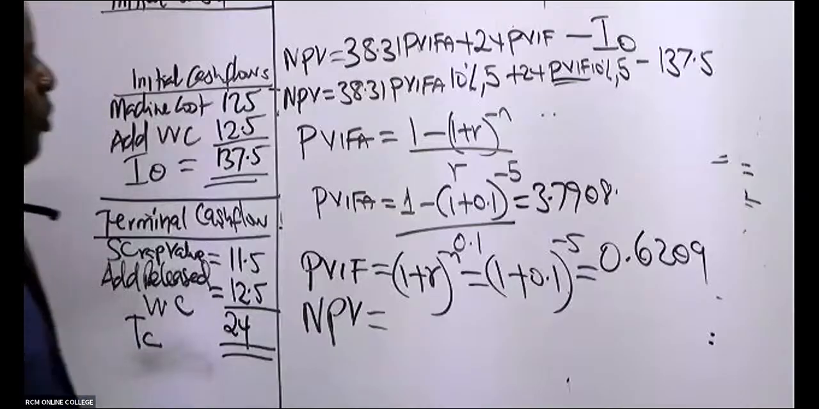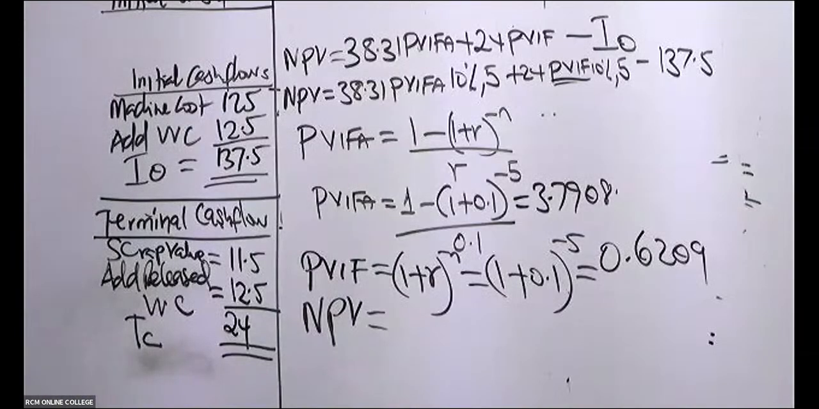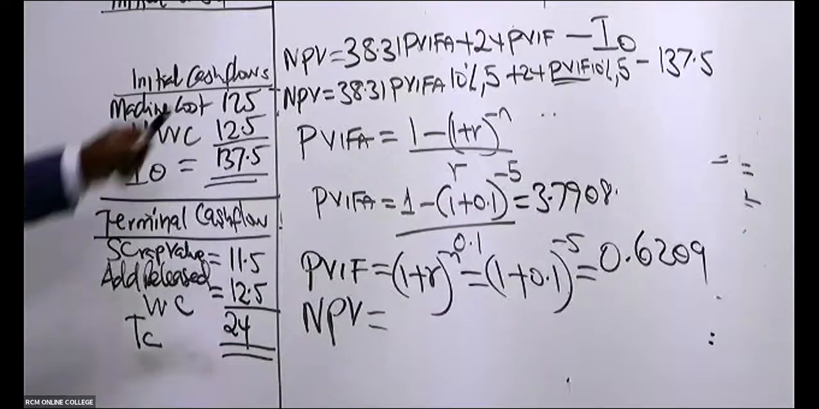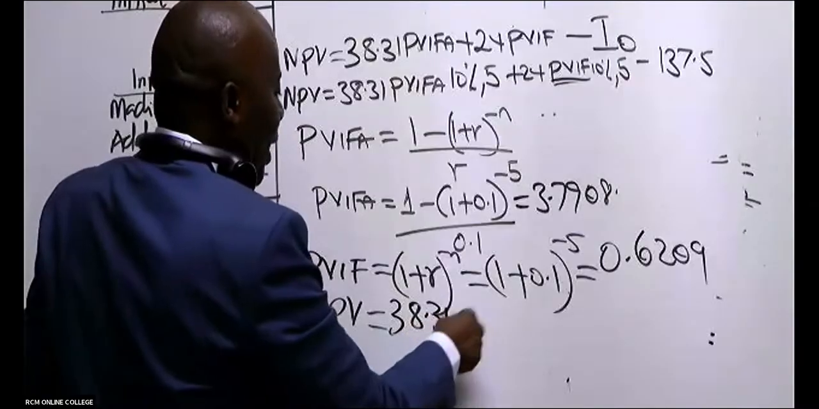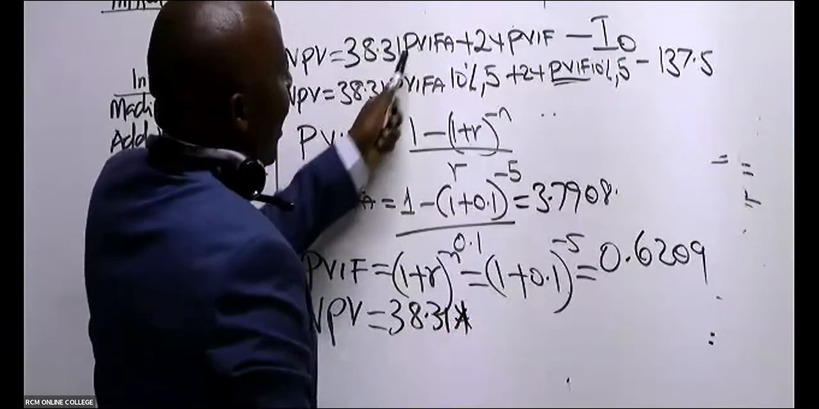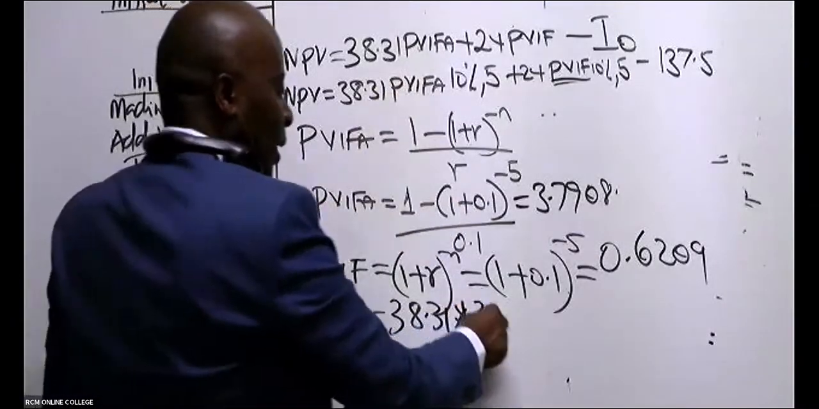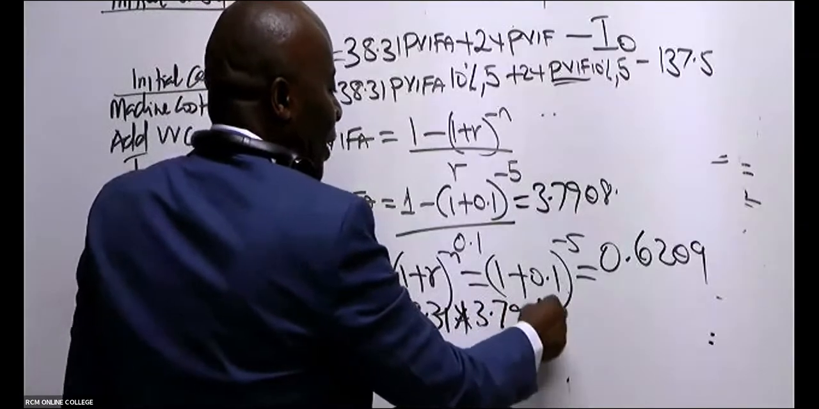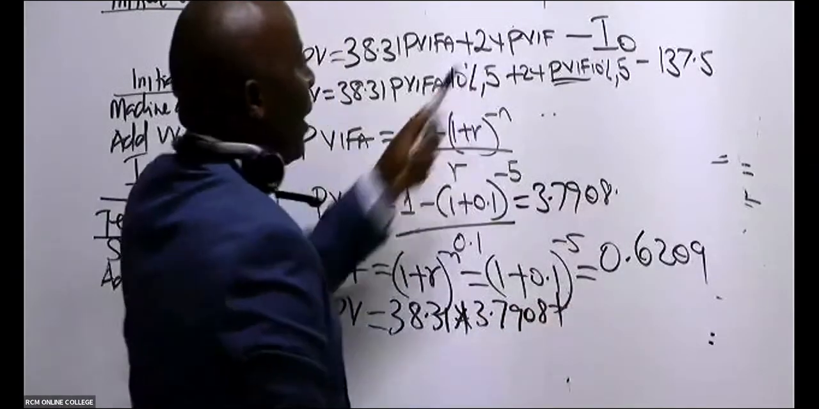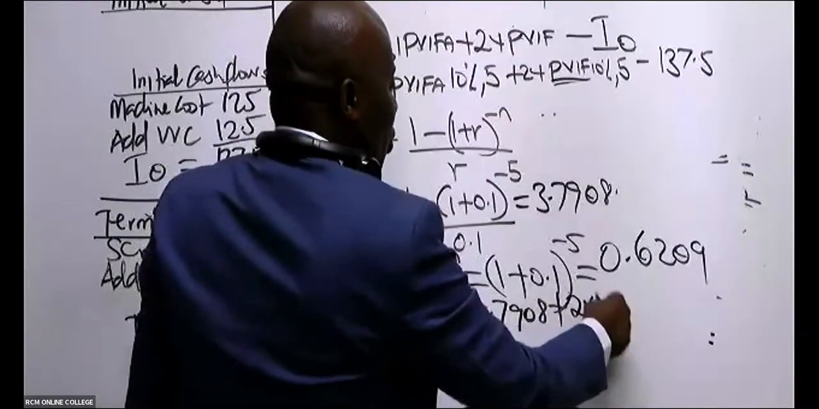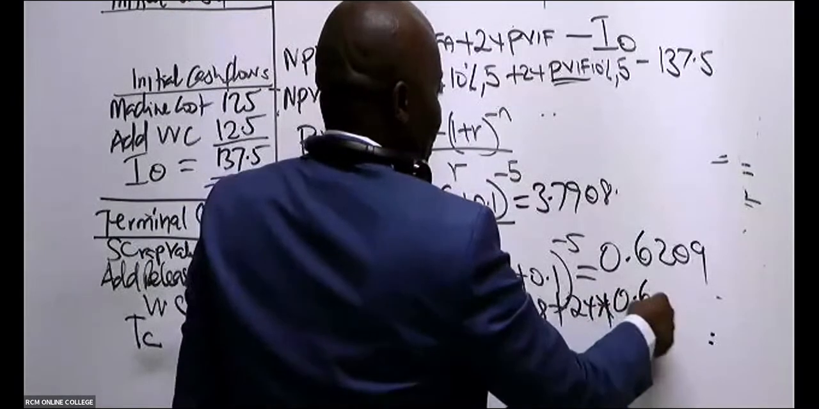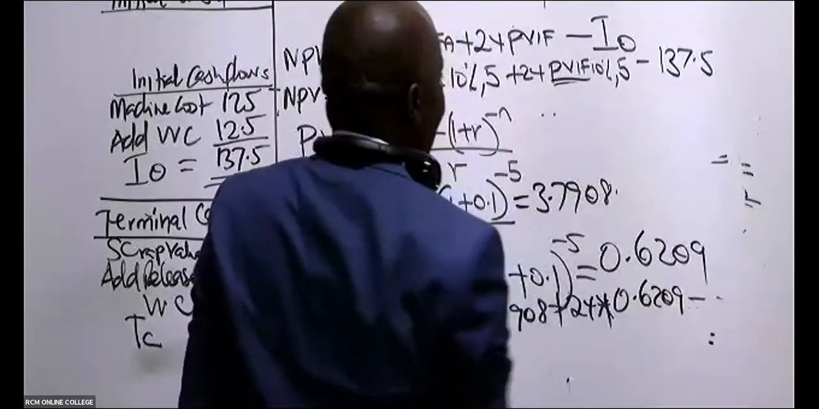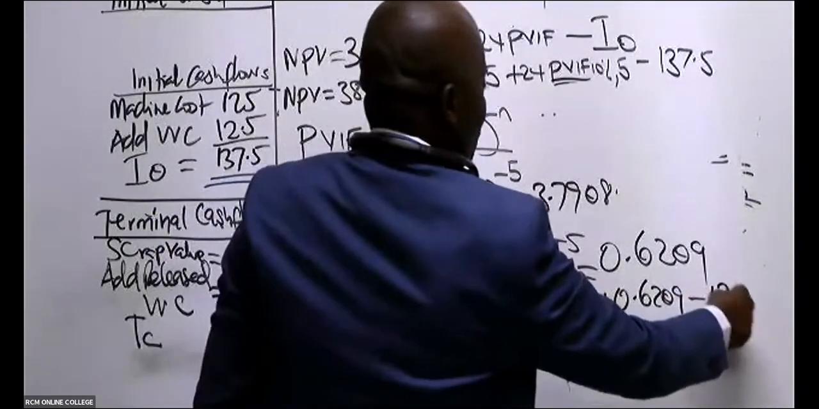Then go back to our formula of net present value. Remember we said it is 38.31 times PVFA. And for the PVFA, you have given me an answer. It is 3.7908 plus this terminal cash flow of 24 times PVF, which happens to be 0.6209, minus the initial outlay of 137.5.